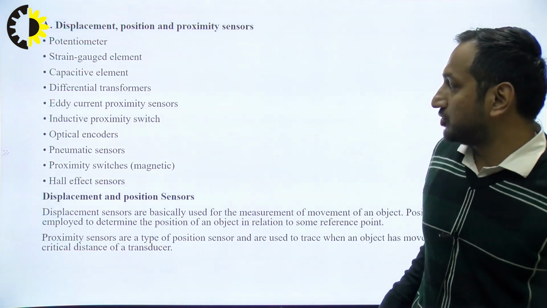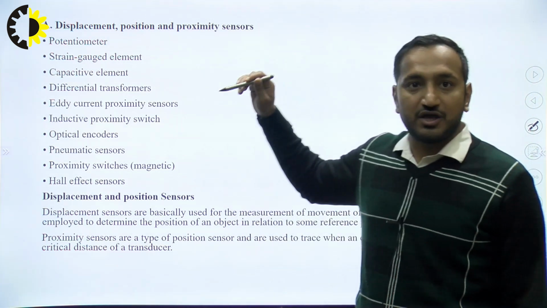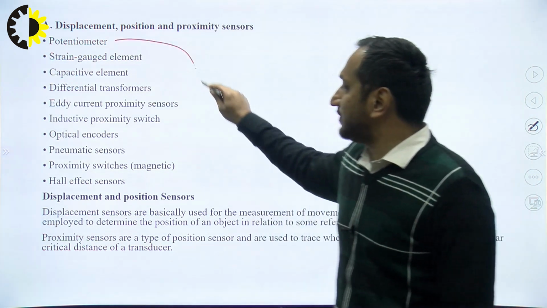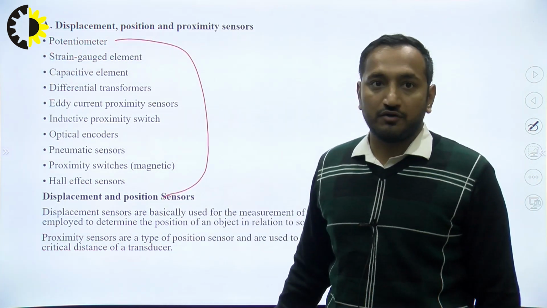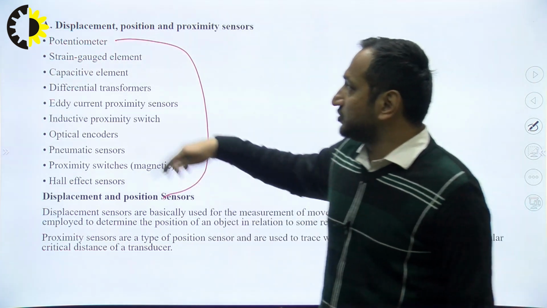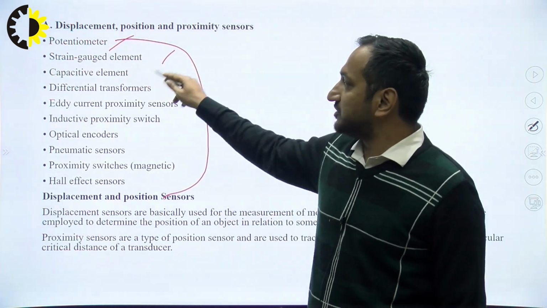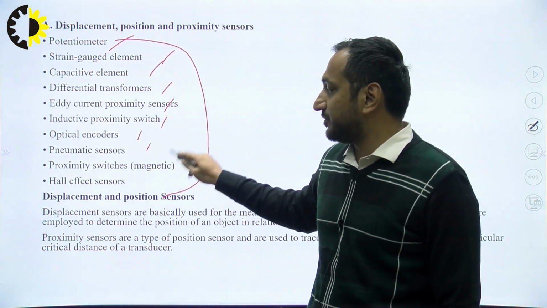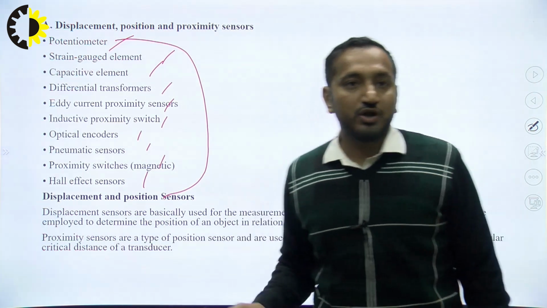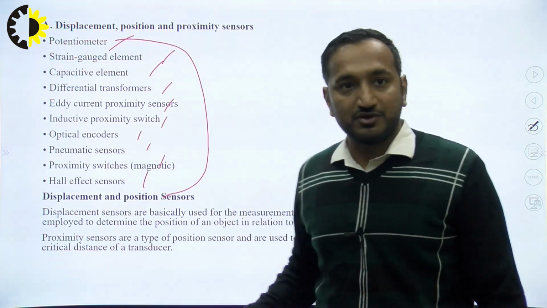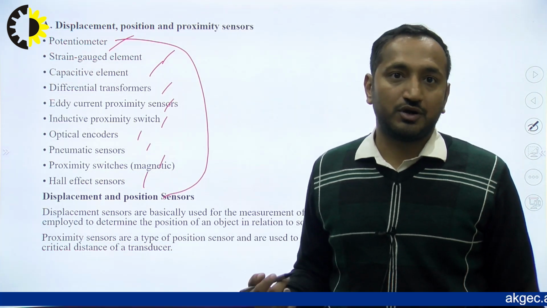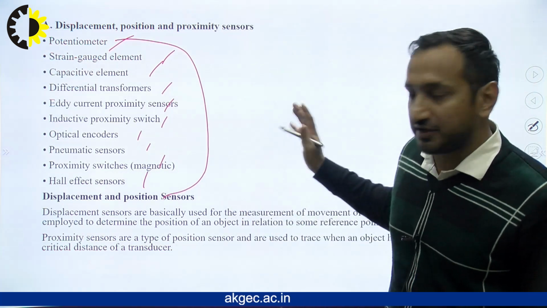If I talk about the displacement sensors, which are in your syllabus that we have to study, these are some of the types of displacement sensors. One is potentiometer, strain gauge element, capacitive element, transformers, eddy current, inductive, optical encoders, pneumatic sensor, proximity, Hall effect sensors. You don't have to study all of them. It is not in your syllabus, but in case you are curious and want to study the different types of displacement sensors, then you can see.